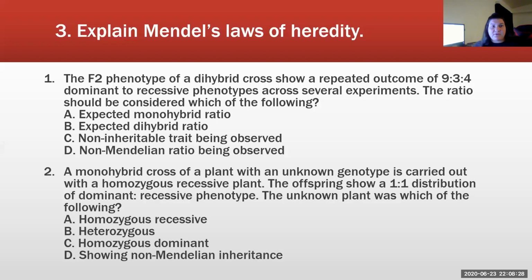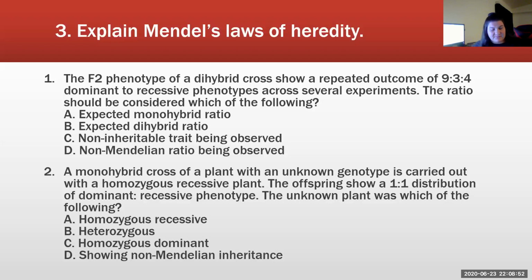A monohybrid cross of a plant with an unknown genotype is carried out with a homozygous recessive plant. The offspring show a one-to-one distribution of dominant to recessive phenotype. The unknown plant was which of the following? Homozygous recessive, heterozygous, homozygous dominant, or showing non-Mendelian inheritance. And option B is correct.